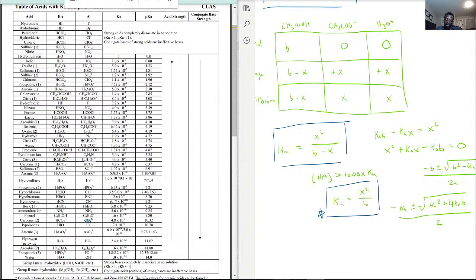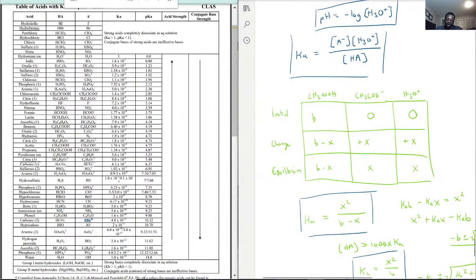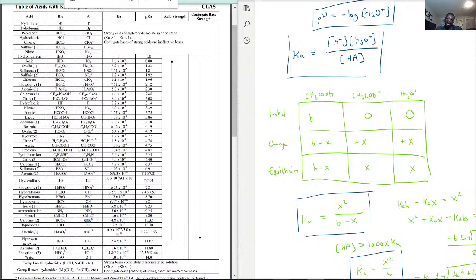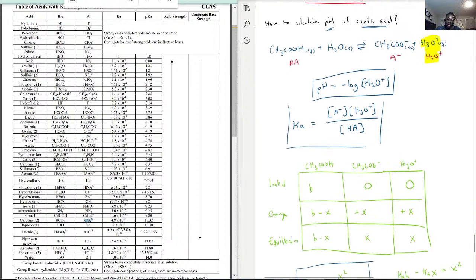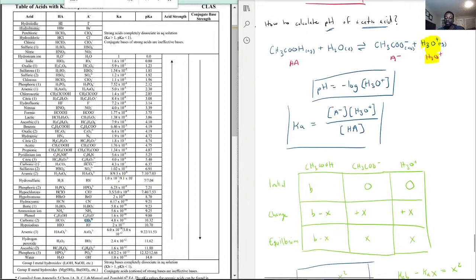You end up getting x, and now you know not only how much conjugate base you have, but more importantly how much H3O, hydronium, you have. So let's take it back to the original equation we started with: the negative log of hydronium. After finding x, whether through the quadratic equation or just square rooting, you plug that into the negative log, and that will give you the pH of that acetic acid.